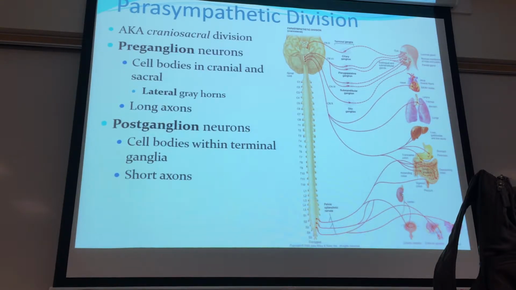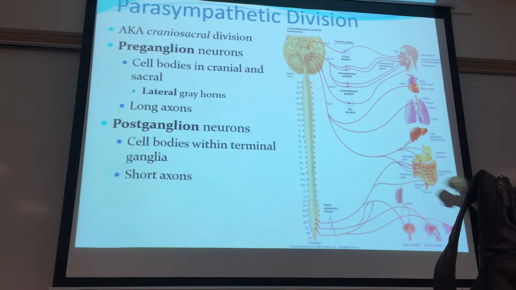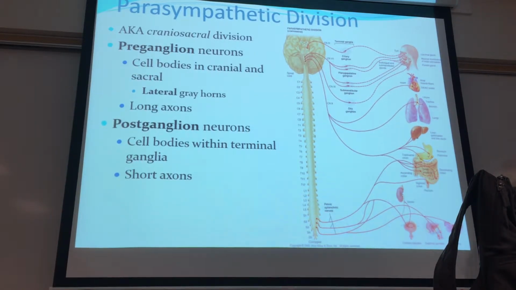Now, if we look at the postganglion neurons, they're going to start at that ganglia surrounding the target organ, and they will terminate specifically on the smooth muscle or the gland themselves.